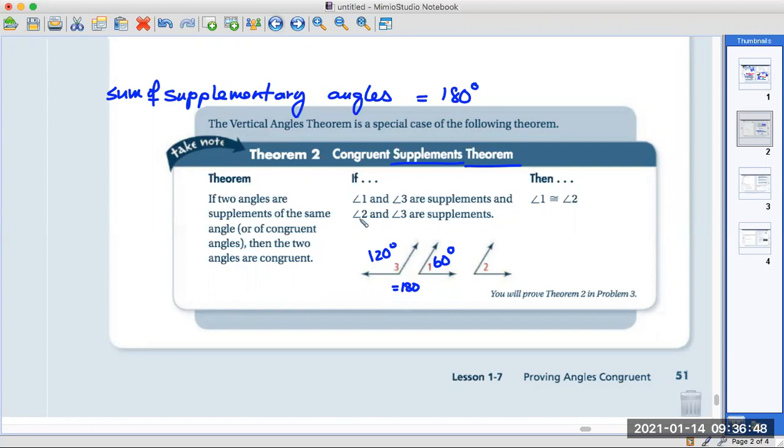Okay, then 2 and 3 are supplements. If these two are supplements, then this one has to be 60 degrees because these two also have to add to 180. Then here's the conclusion, 1 and 2 must be equal. That makes sense to me. I hope to you also. So that's the congruent supplement theorem. And if I'm going too fast here, stop for a minute, make sense of it, read it over one more time. That always helps, okay?